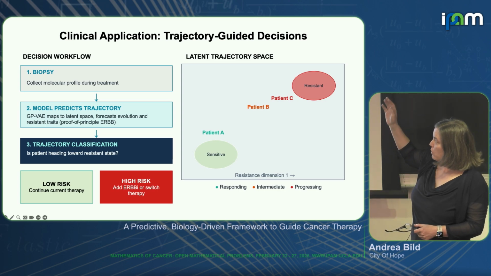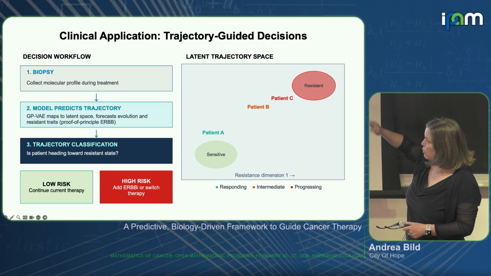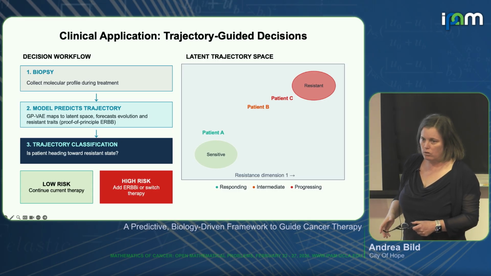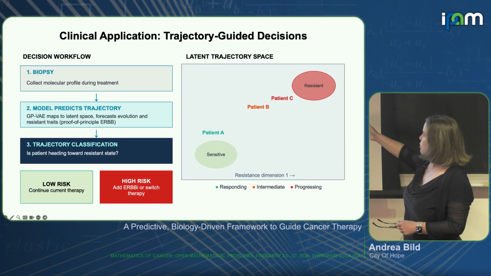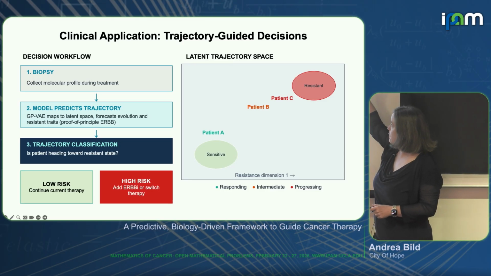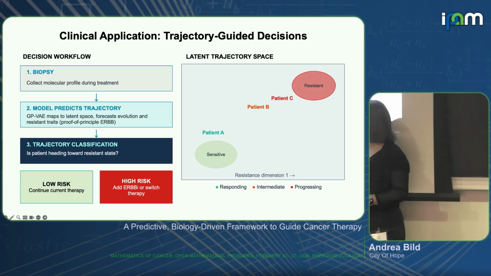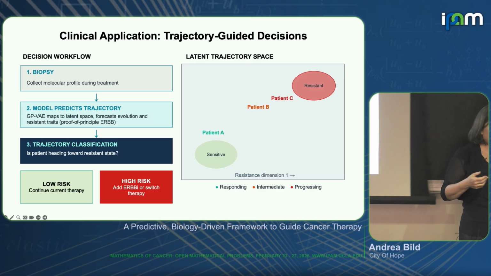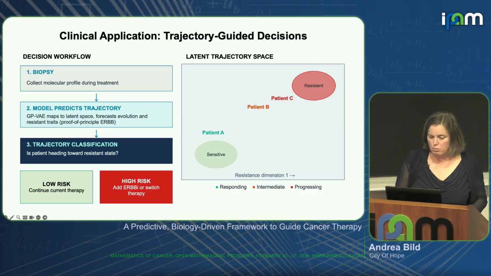And then I'm hoping we can also build out to not just first line, but over longer periods of time, what happens to the trajectories. But at the end of the day, at least right now, we have a system where patient A might be more sensitive, and patients B and C might be more resistant. We can maybe use this as part of a model for predictions.